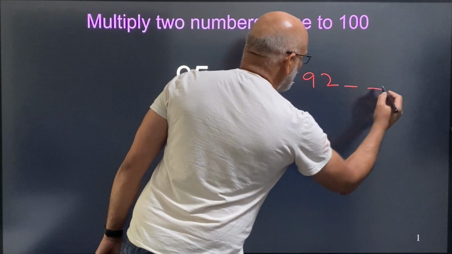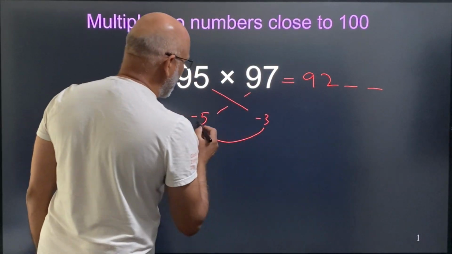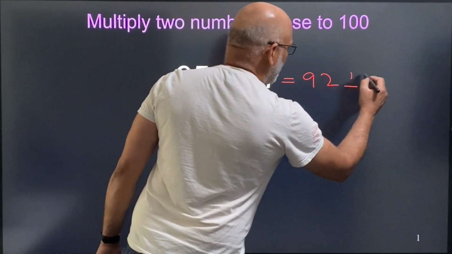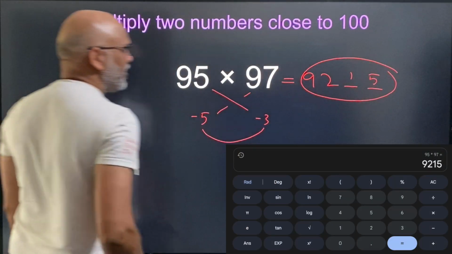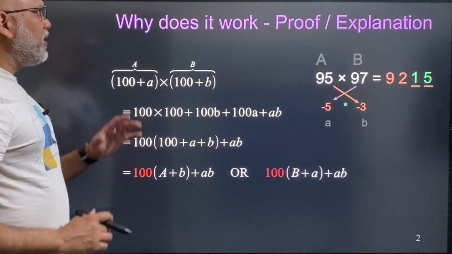And then reserve two spots and multiply these two numbers. Negative 5 times negative 3 is 15. That's it, that's the answer. Alright, so let's see why it works.